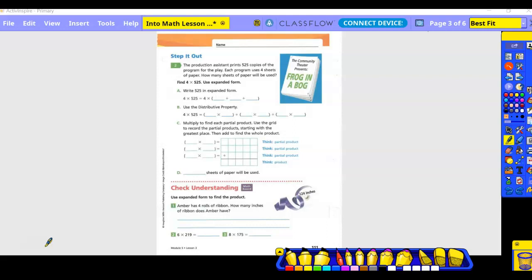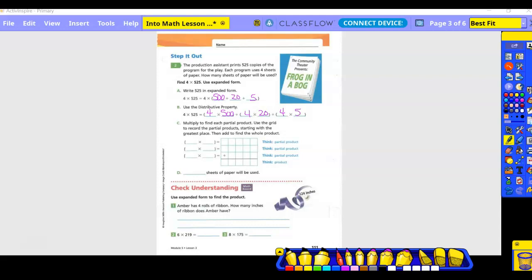So they want us to take 4 times 525, and they want us to use expanded form. So letter A, write 525 in expanded form. So we're going to take the 4, use our parentheses, and do our distributive property. So 500 is in the hundreds place, 20 is in the tens, and 5 is in the ones. So now we distribute that through to take 4 times 500, 4 times 20, and 4 times 5.